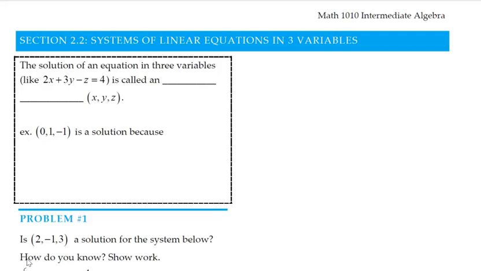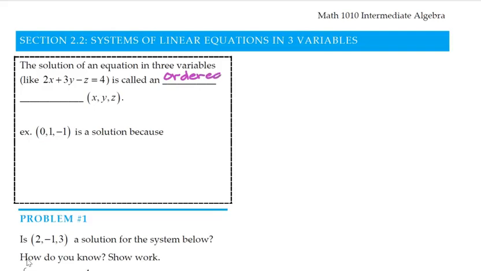Okay, now that we've talked about systems of linear equations in two variables, we're going to move on and talk about systems of linear equations in three variables. So let's go ahead and start this by filling this in. The solutions to an equation of three variables is called an ordered pair.